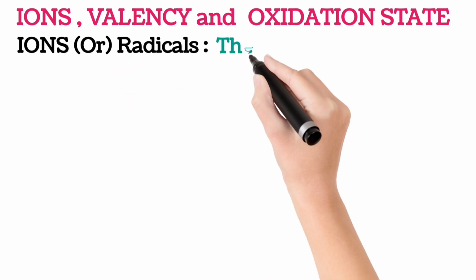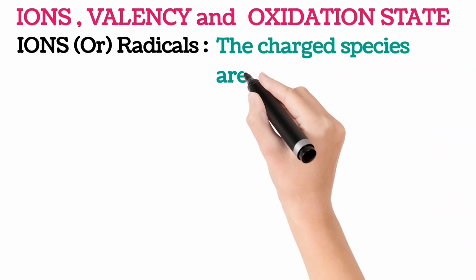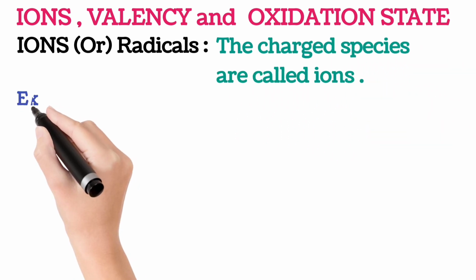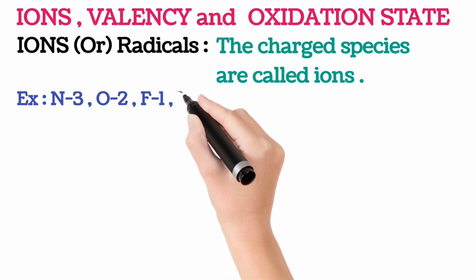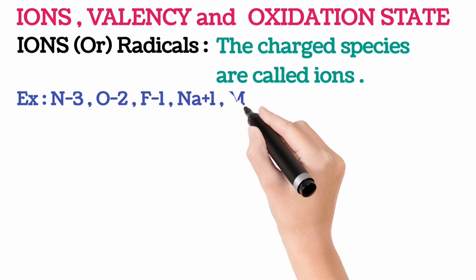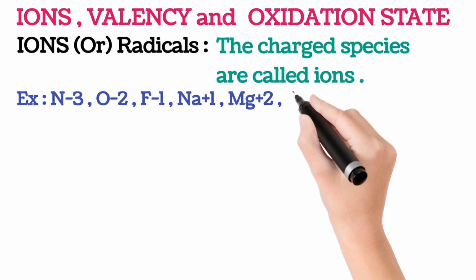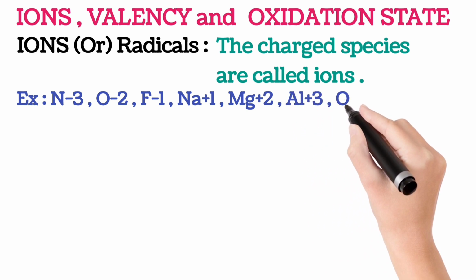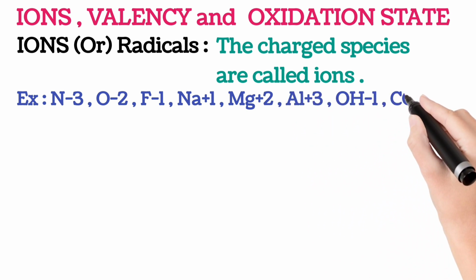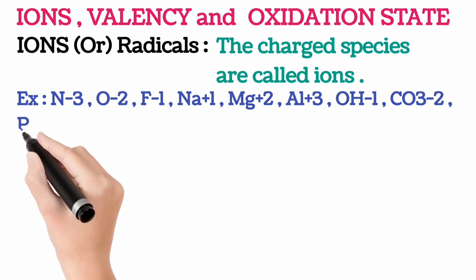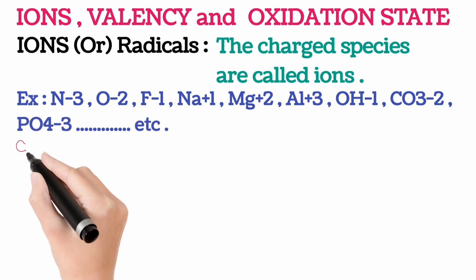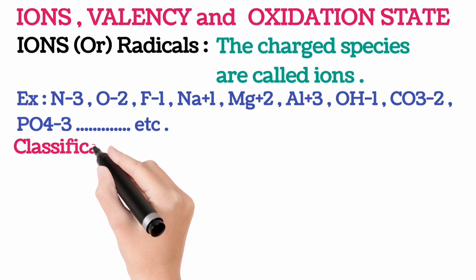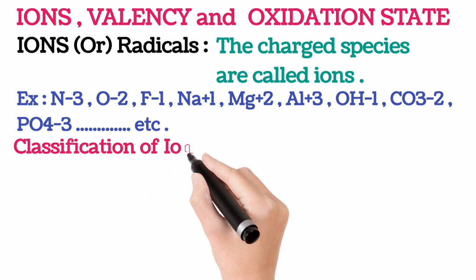Now what are ions? The charged species are called ions. Examples: N-3, O-2, F-1, Na+1, Mg+2, Al+3, OH-1, CO3-2, PO4-3, and so on. Now let me discuss the classification of ions.